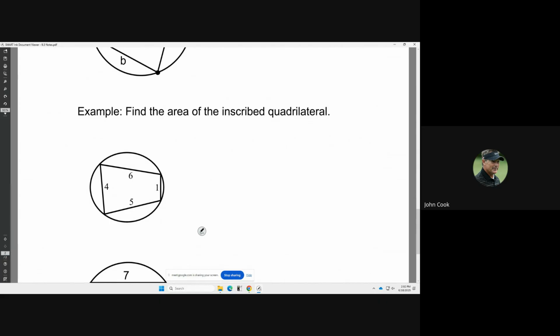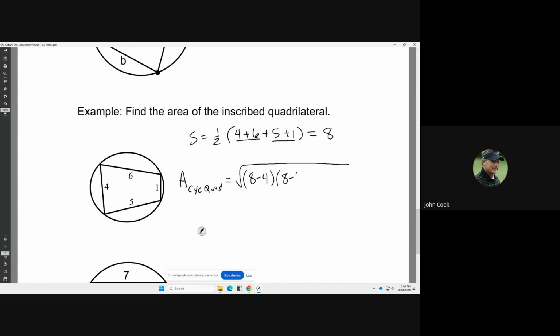You find the semi-perimeter first. So that's a half of all the sides added up. So 4 and 6 and 5 and 1. So let's see, that's 10 and 6, 16. 16 divided by 2 is 8. So the area of this cyclic quadrilateral is going to be equal to the square root of the semi-perimeter minus each of the sides. So 8 minus 4, 8 minus 6, 8 minus 5, and then finally 8 minus 1.